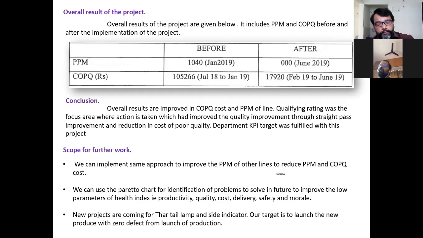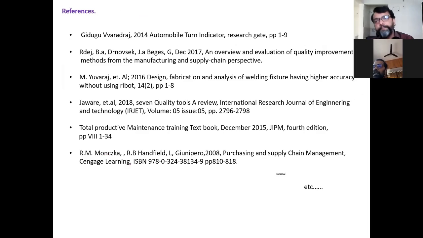And the scope of further work is we can implement the same approach to the next lines also. We can implement the same methods on the next lines to eliminate the poor cost and decrease the PPM. And the second is, there are different projects happening there, so instead of putting it directly, we can use this method to implement new product lines. We can use the same method for new product lines also.